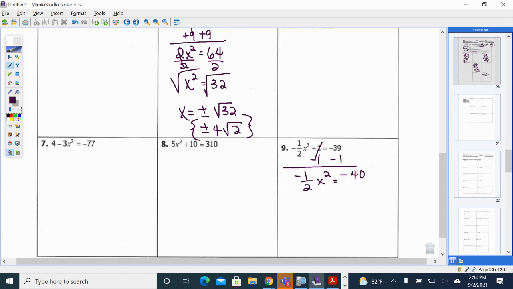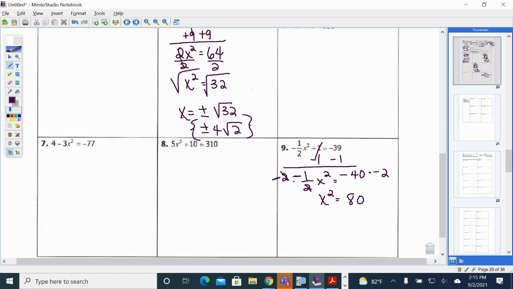From here, most of you are probably going to divide both sides by the negative 1/2, which is fine. I'm going to multiply by 2. Actually, I'm going to make that a negative 2. If you multiply both sides by negative 2, a negative times a negative makes that a positive, and then the 2's themselves are going to cancel. So I get my x squared is equal to negative 40 times negative 2, which is a positive 80.